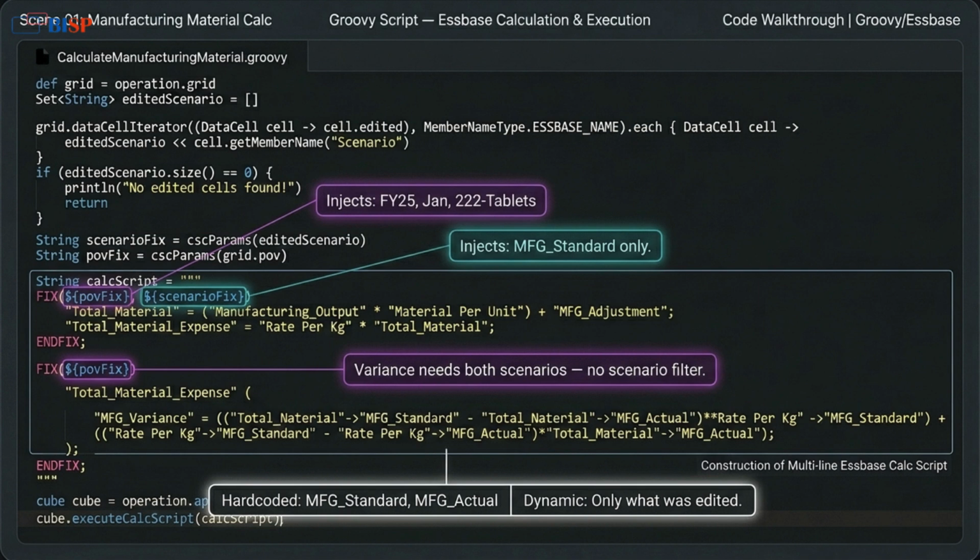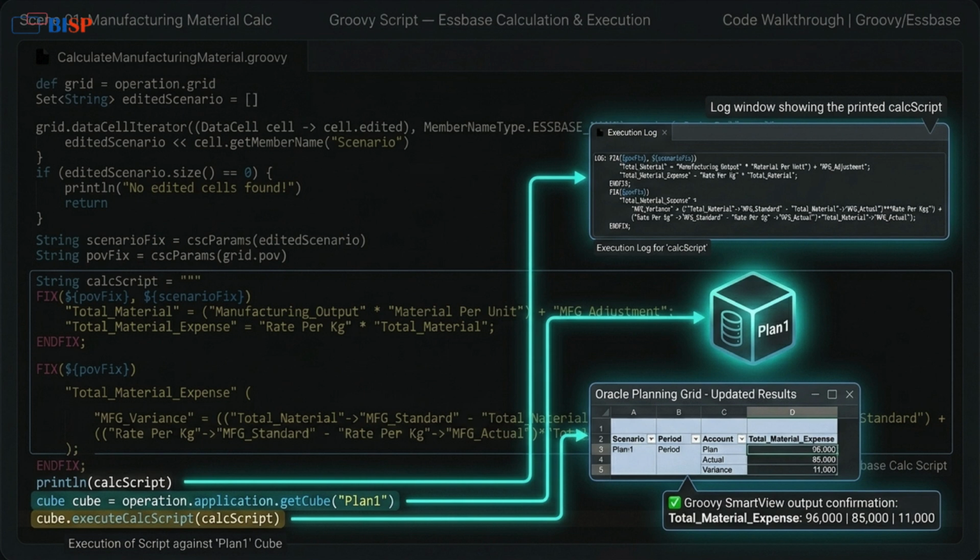Step 5. Calc script string built with ${} brace injection. $POVfix injects FY25, Jan, 222-tablets. $scenarioFix injects only the edited scenario. First fix, POV plus edited scenario only. Second fix, POV only. Variance needs both scenarios. If user edited MFG standard, only standard recalculates. Targeted, efficient, intelligent.